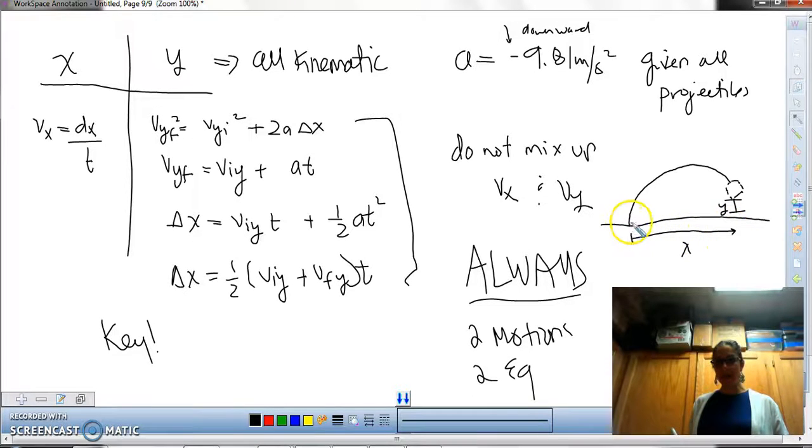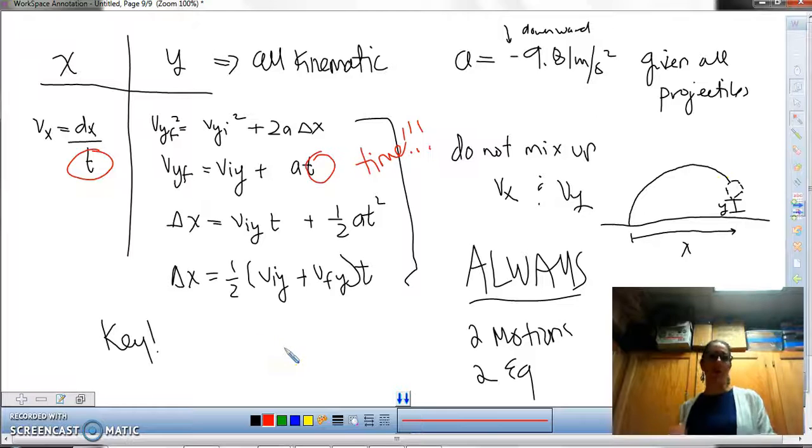But remember, at the same time, the object is going up and down, which means the thing that we're going to relate between these equations is time. Because it takes the same amount of time here and here. So that's how we're going to connect the two equations. If I know time for here, I can use it for here. But I have to be very careful, because in different problems, times mean different things.